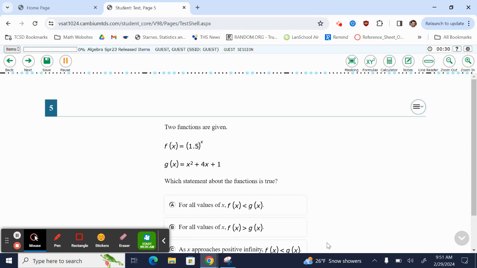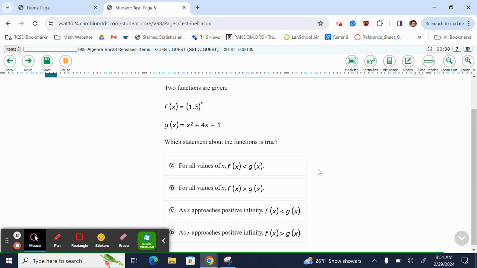Algebra OST Spring 2023 release test items number 5. It says 2 functions are given. Which statement about the functions is true? So what these options are asking about is the y values, right? So when it says f of x and g of x, that means the y value. So this is just a y, that is just a y.